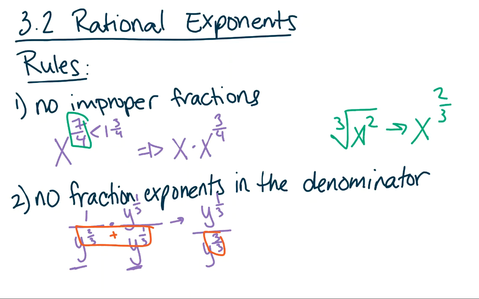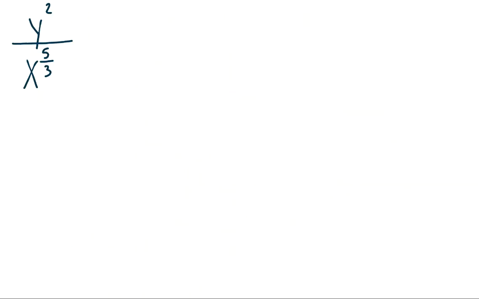So our final answer, you're not going to write your exponent as 3/3, you're going to write that as just 1. So y to the 1/3 power all over y. Okay, let's try one more of those. So you can see that I have this x to the 5/3 in the denominator. Now, it is an improper fraction, but the bigger issue here is the fact that it's just a regular fraction that's in the denominator.